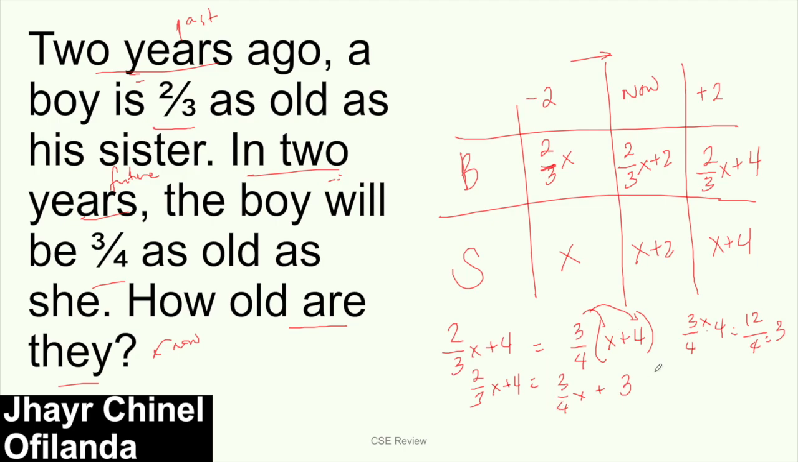Okay? Pagsasamahin natin yung x sa isang side at yung number sa isang side. Okay? Pwede nating gawing 4 minus 3 here. And then, i-move natin yung 2/3 dun sa kabila. So, 3/4 x minus 2/3 x. Okay? Is equal to 1. Okay? Kasi ito, 1 lang yan. Okay? I-move ko lang dito sa gilid para may space tayo to solve it.